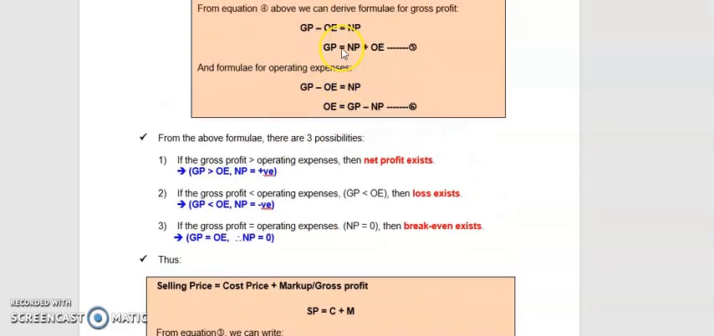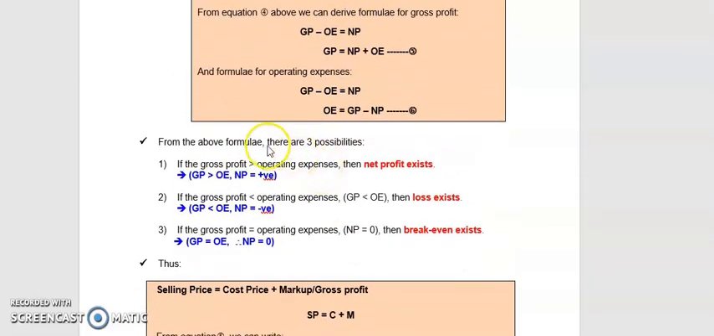From this formula, there are three possibilities. First, if gross profit is more than operating expenses, then we can say that net profit exists. For example, if your gross profit is 1,000 and your operating expenses is 200, then you will get net profit. 1,000 minus 200 is 800, a positive value. So you will get a net profit of 800 ringgit.